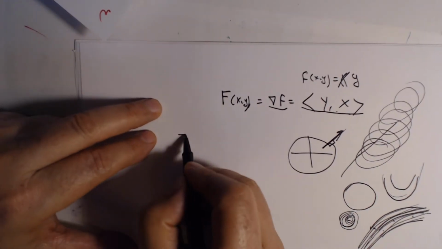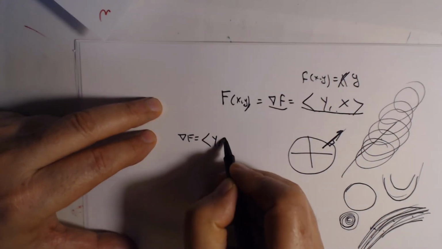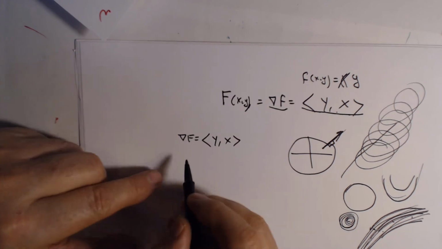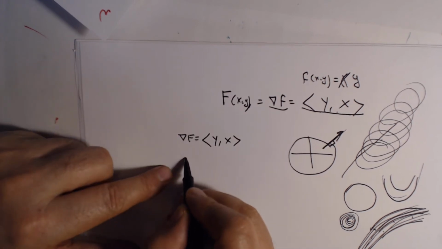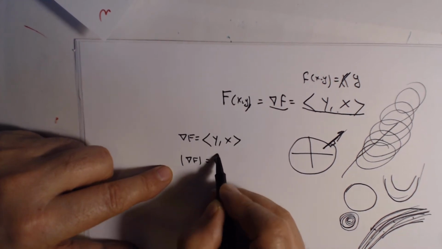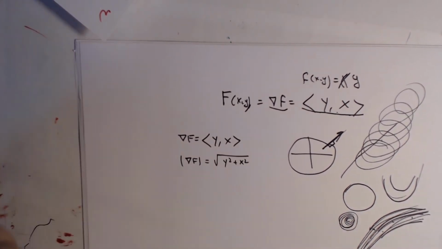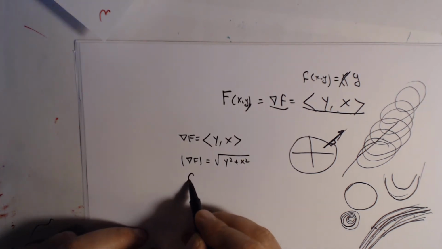Please note, if you have a gradient, it has a magnitude. And what is the magnitude of the gradient? It is the square root of y squared plus x squared. And what is a magnitude? Magnitude is a scalar quantity. I can call it a C.